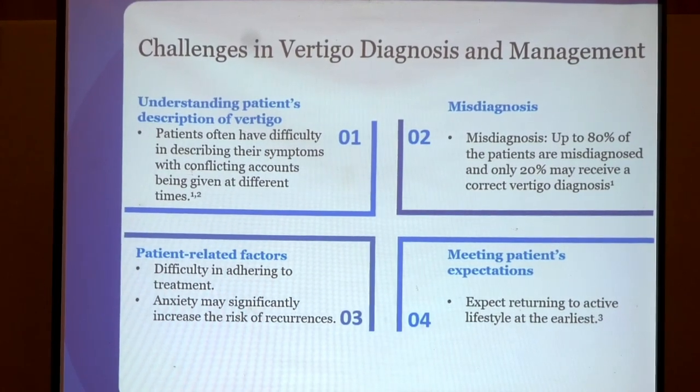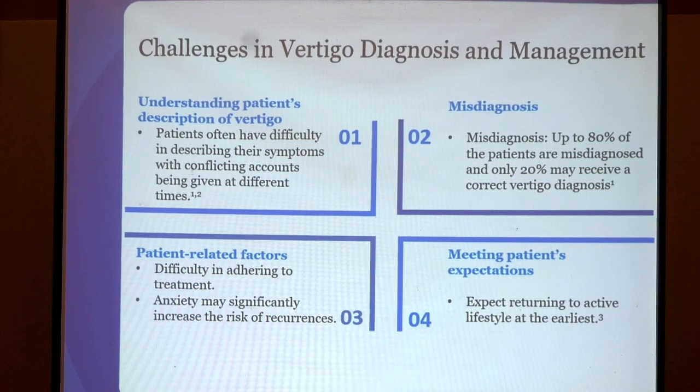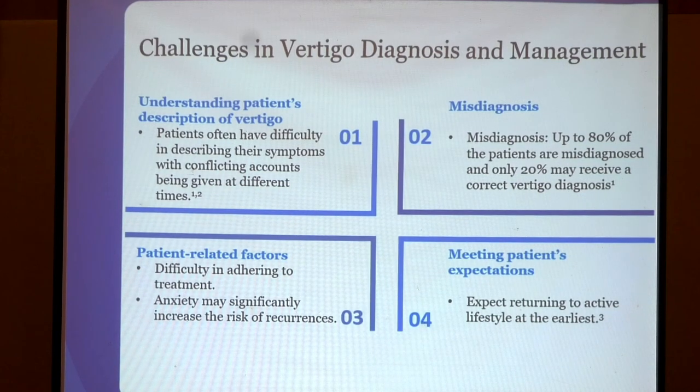So what are the challenges in the diagnosis and management? First is understanding the patient's description of vertigo. The patient keeps on describing in such a way that you will go into a vertigo yourself. You never understand what he is trying to tell. So these are situations which happen quite often.